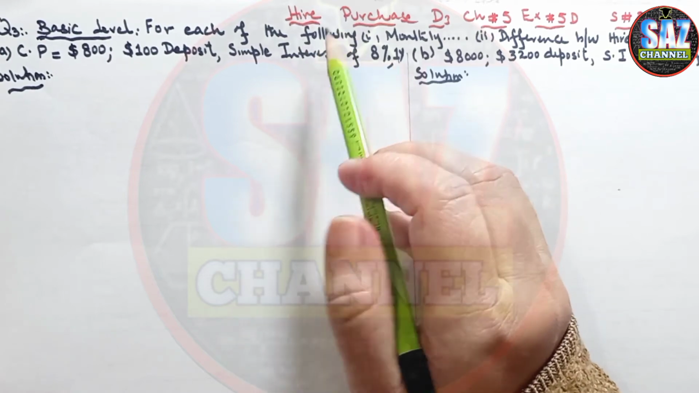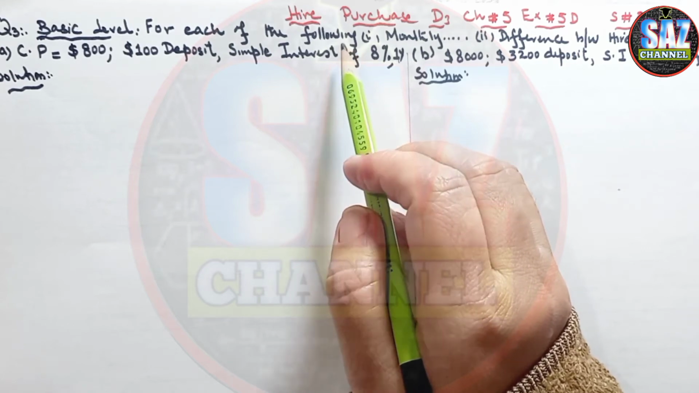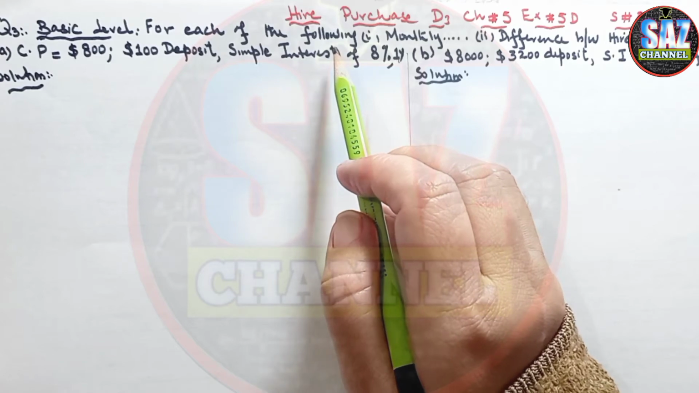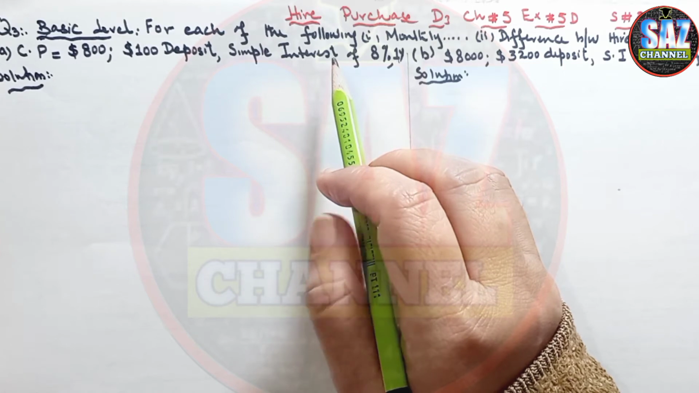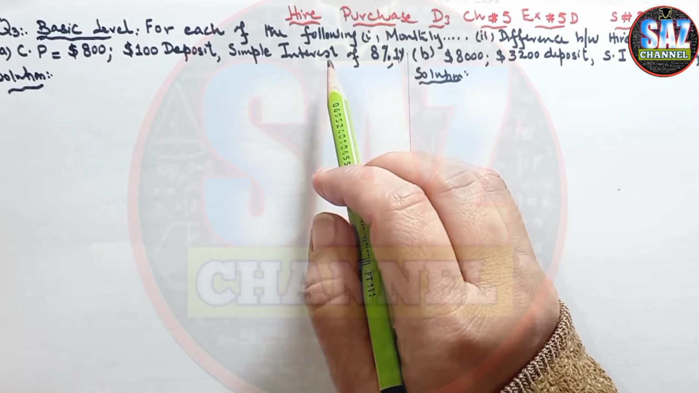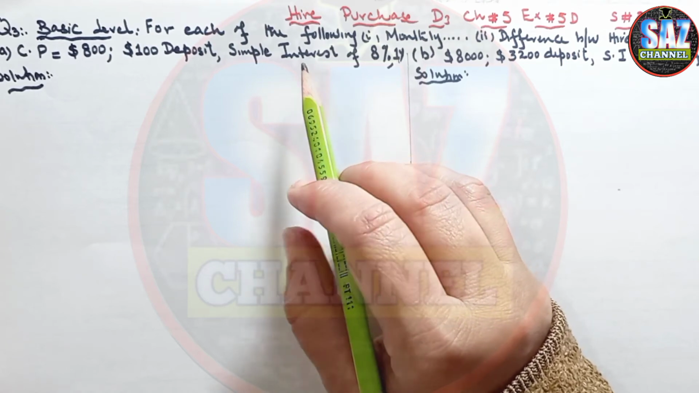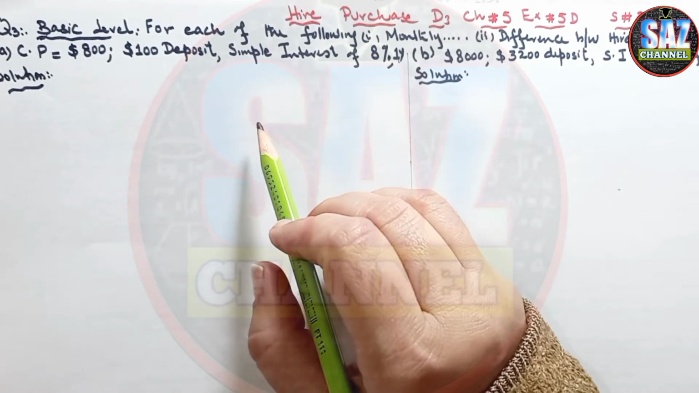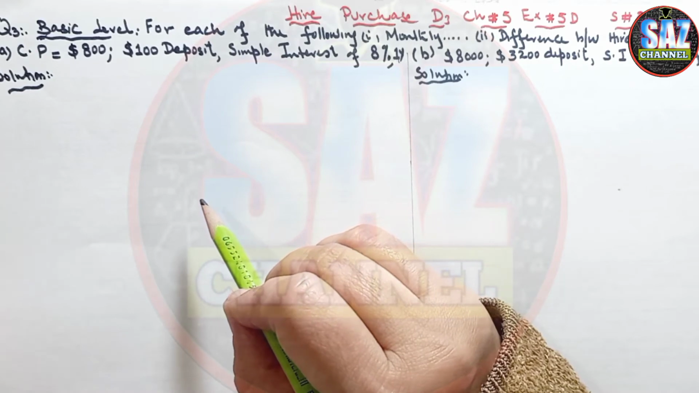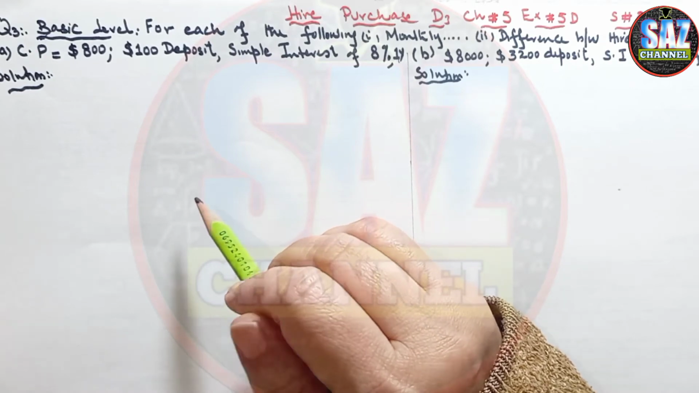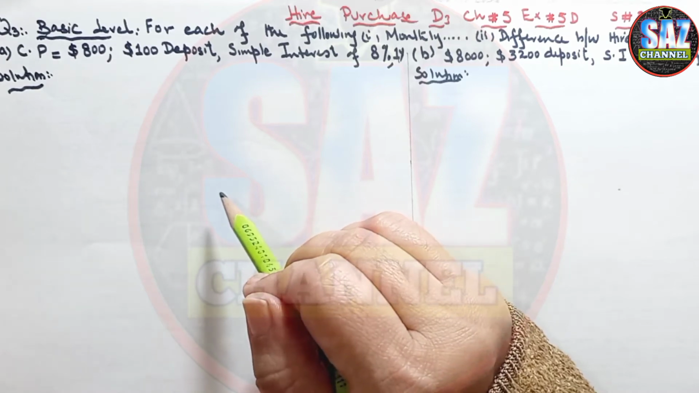In the first part of this question, we have to find the monthly installment, that is, how much amount we have to pay in 1 month if we are purchasing some good on hire purchase conditions. In order to find the monthly installment, we should have the total amount that we have to pay in the form of installments. So for that, we have to find how much deposit is given in the question, then how much amount is remaining, and what time period is given to us.